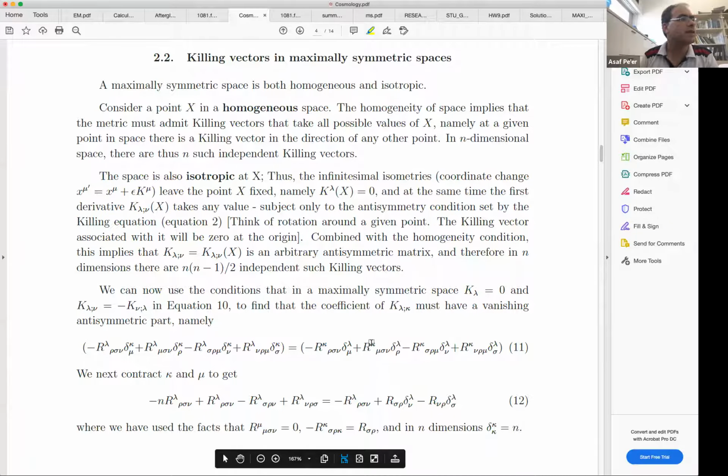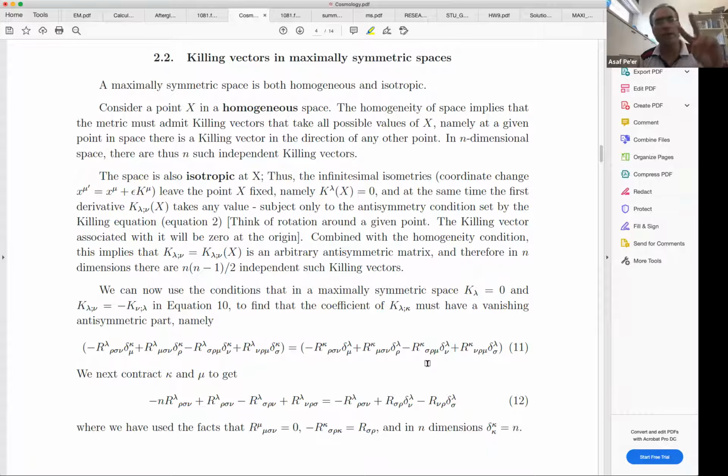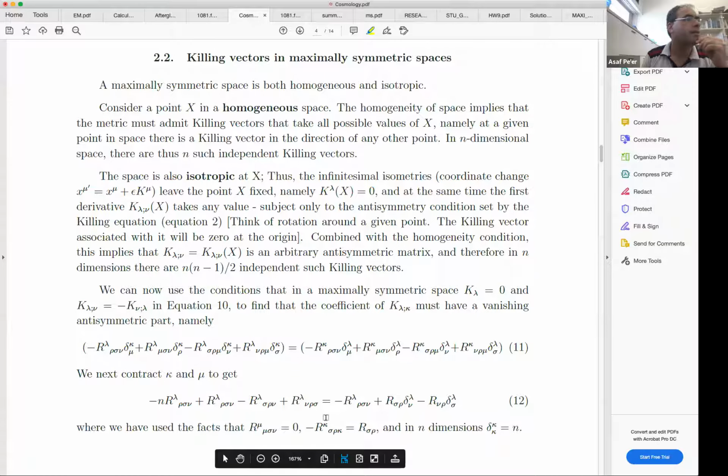So the second term here is 0. The third term, I have a minus R. So I exchange the two, the rho and mu. So I have a minus R sigma mu rho, and then I contract the kappa and mu. So I have a minus R kappa sigma rho kappa, which is just R sigma rho. So I end up with the third term with a minus sign R sigma rho, and then the delta lambda nu.